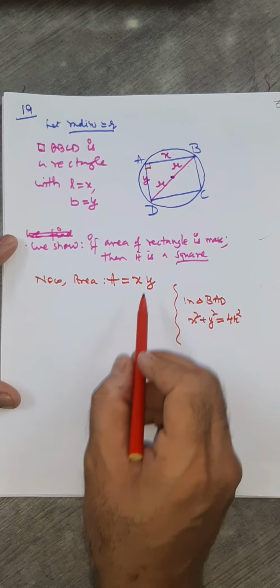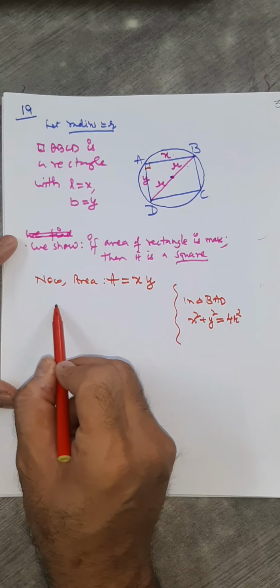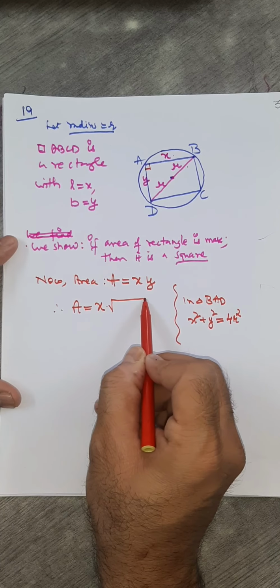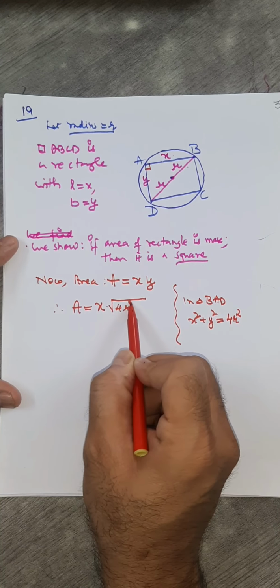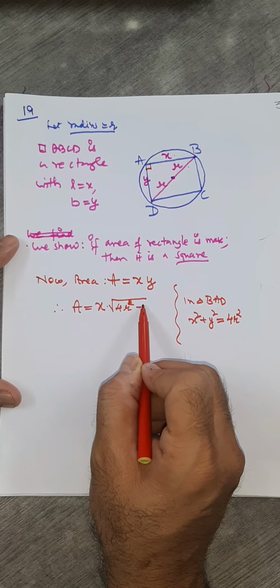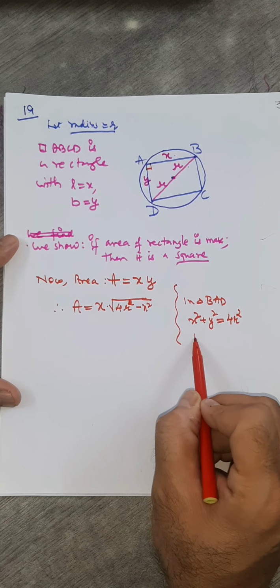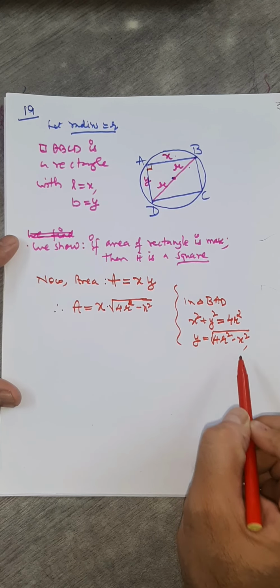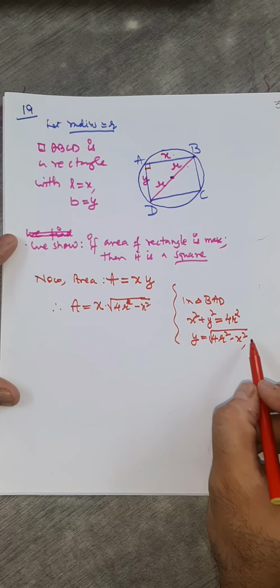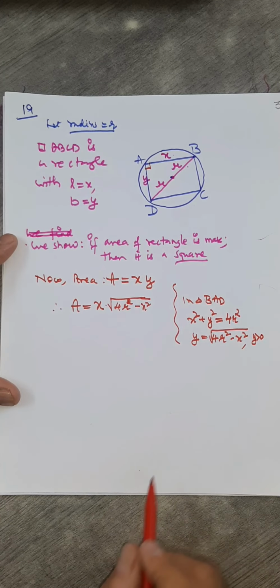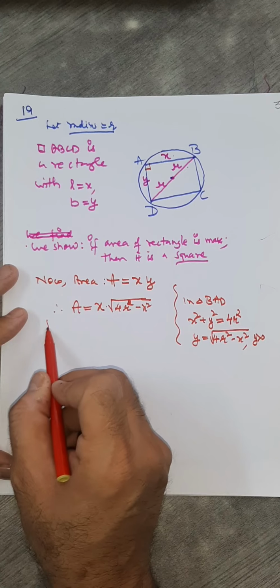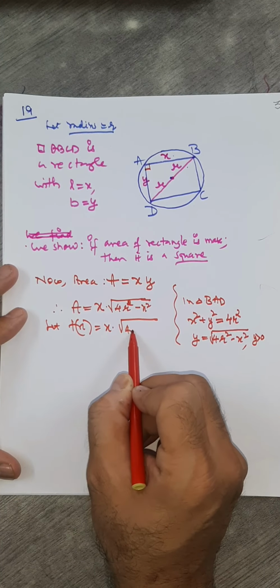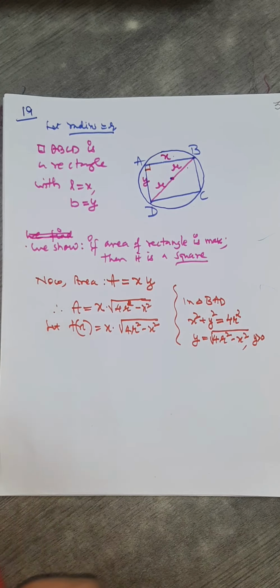So now I can put the value of y here. What's the value of y in terms of x? So x into y would be x times root of 4r squared minus x squared. You get y from this, which is root of 4r squared minus x squared. y is positive because it's the breadth. Okay, so you have this. Let this be f(x). Now this is our function. So now the sum is almost over. You have formed the function.